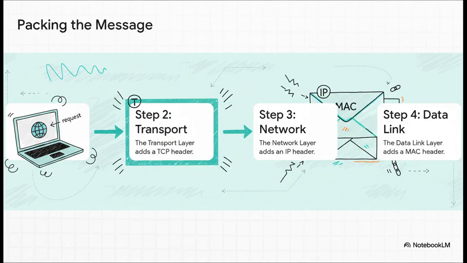Let's break down that packing process. It all happens in layers. First, you've got the application layer, which creates the actual data. That's your request to see a website. Then that data gets passed down the line, and each layer below wraps it in a new digital envelope, adding its own special instructions for the trip.